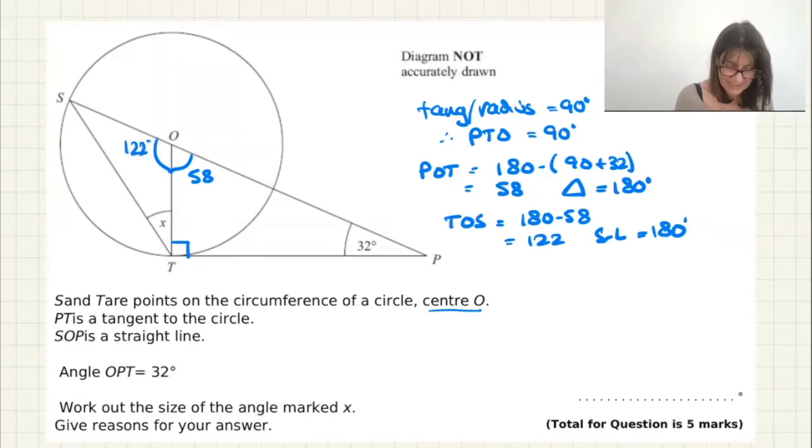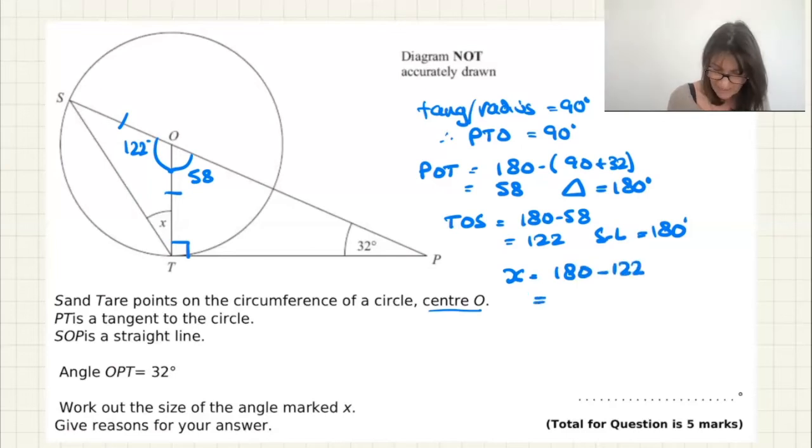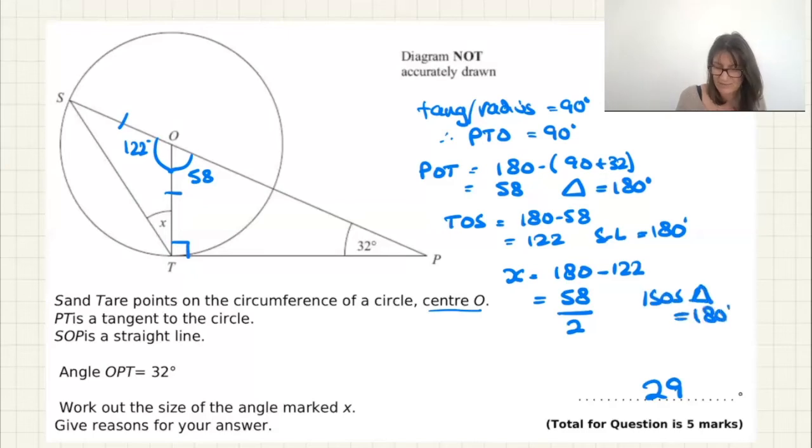And then I can see that we've got an isosceles triangle, which has been made by the two radii. So I am going to be able to now do x is equal to 180 take away 122, which is 58 again. You can see we're going between these numbers a bit, aren't we? Divide that through by 2, and I've got 29 degrees as my final answer. And don't forget on that last step to write down isosceles triangle equals 180 degrees.